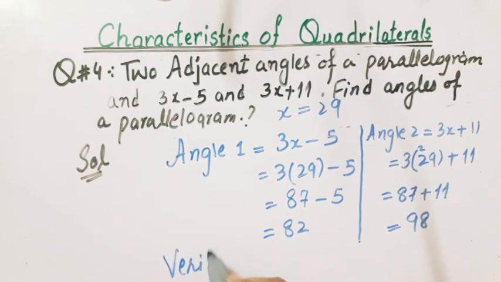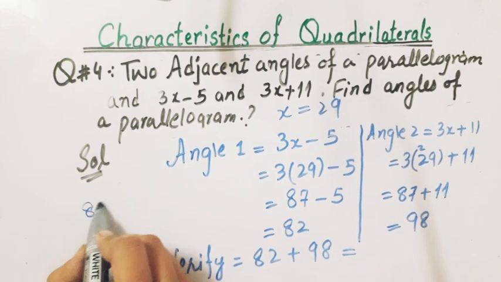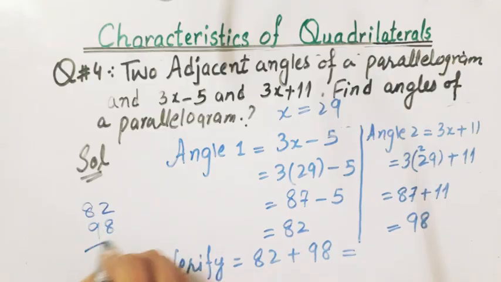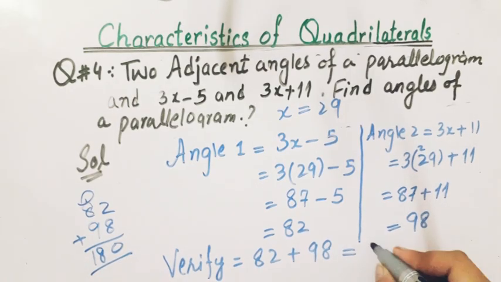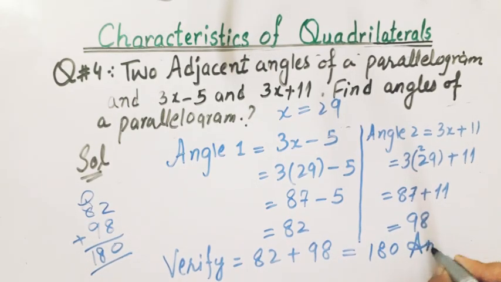Verification means you will add both of them, and if your answer equals 180, it means you have done this right. So 82 plus 98: 8 plus 2 is 10, 1 carry, and 9 plus 9 is 18, 8 plus 1 is 9, 9 plus 9 is 18. So you got your right answer. It means your angles are correct.